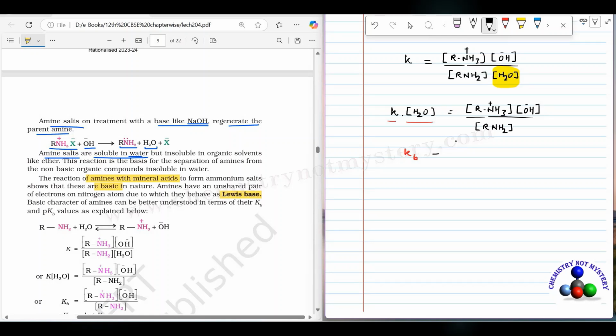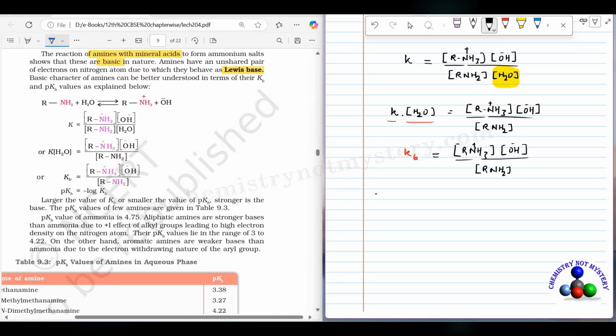So here you will get the equation RNH3 positive multiplied by OH negative ion divided by the concentration of RNH2. When you take negative log of Kb, so here minus log of Kb, this will be equal to pKb.